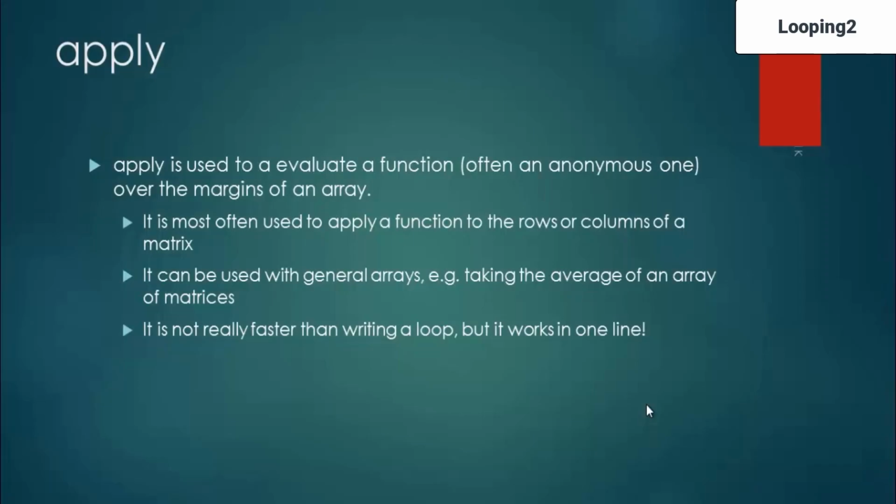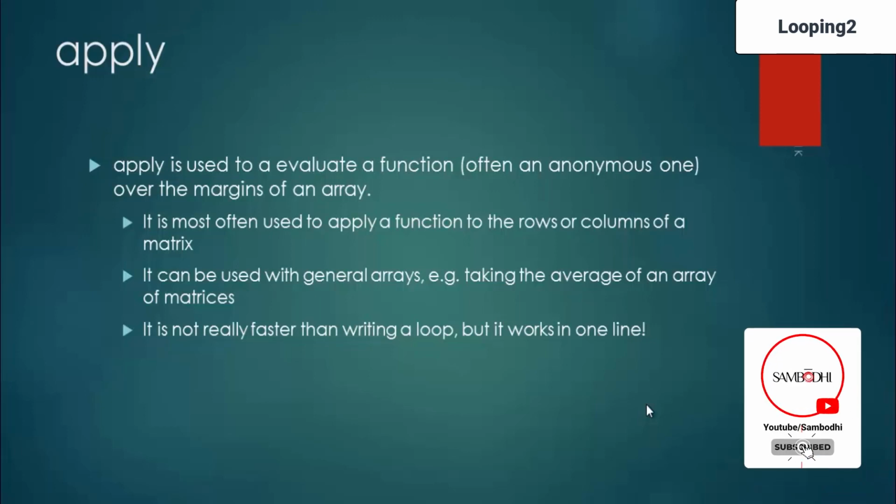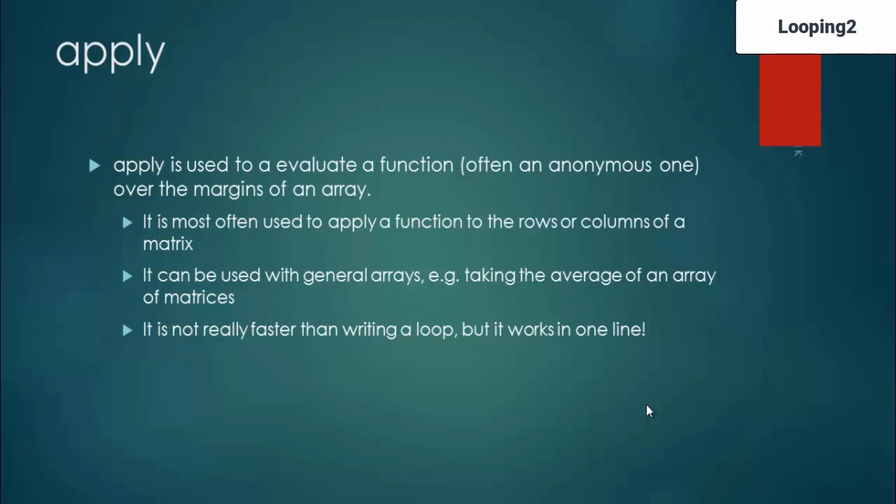Apply is used to evaluate a function, often an anonymous one, over the margins of an array. So it is most often used to apply a function to the rows or columns of a matrix, but it can be used with general arrays. Example, you can take the average of an array of matrices. It is not really faster than writing a loop, but it works in one line. That's the simplicity of apply.